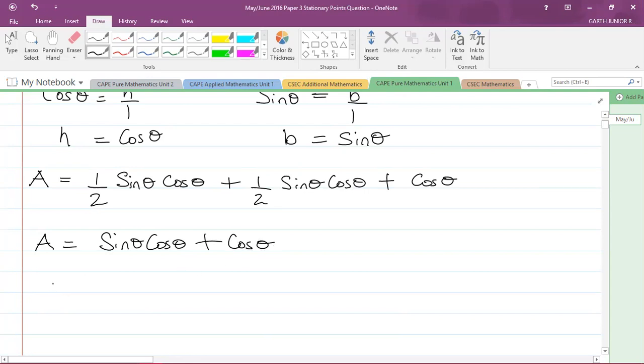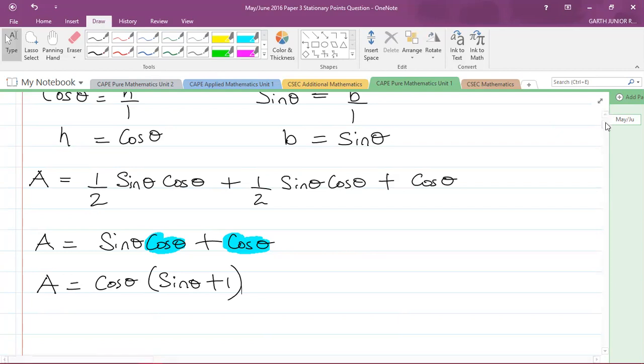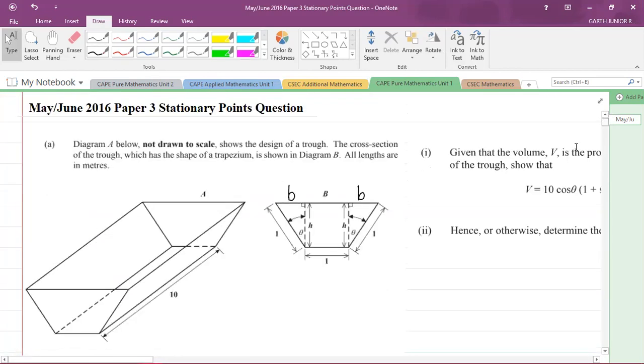Okay, good. So the area is equal to, now you can clearly see that cos theta is here and cos theta is here, so it means that cos theta is a common factor. So I'm going to factor out the cos theta, and when I do that, I will have sine theta plus 1 remaining in the brackets. So that is the area of the cross section.